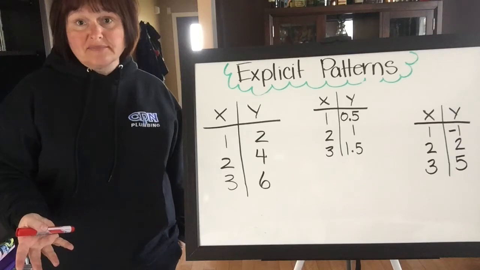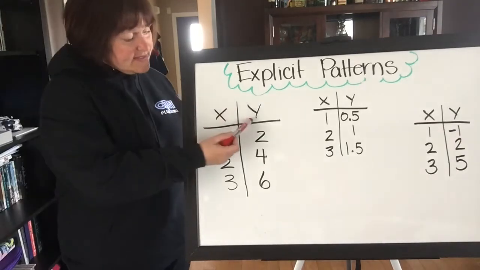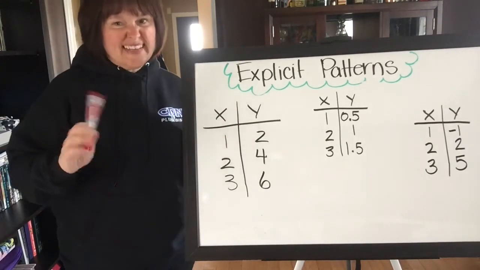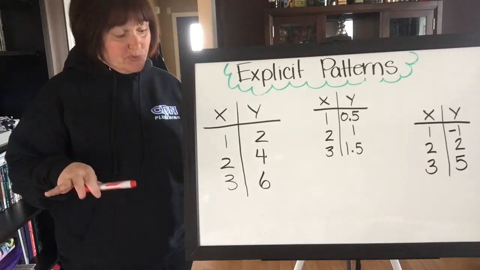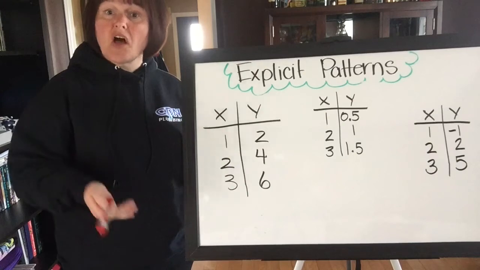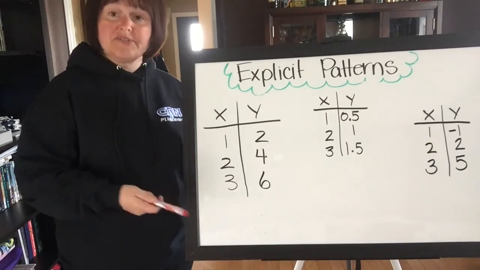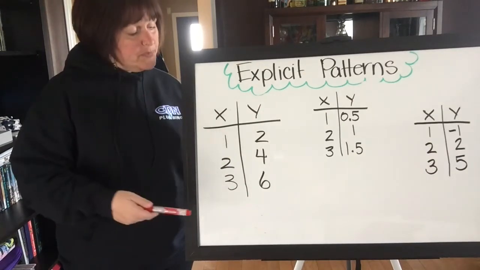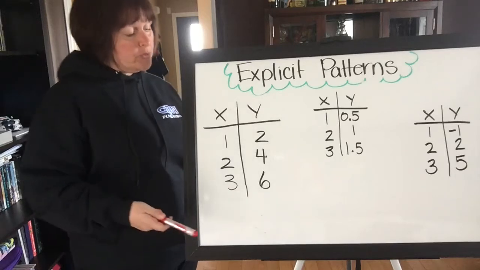Let's try a few more. All right, I have x and y. X is 1, 2, 3. I'll be using X as 1, 2, 3 a lot, but not always. I could give you 5, 6, 7. As long as they are in order and you're able to identify the common difference, you should be able to find out what the explicit pattern rule is.